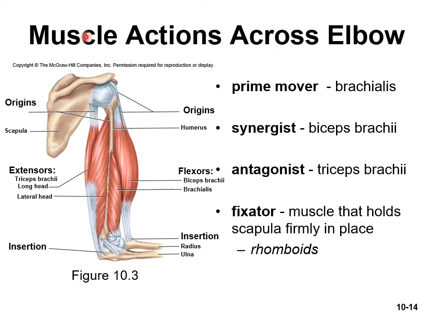Lastly, the fixator, which is a muscle that holds the scapula firmly in place, is called the rhomboid muscles. There's a whole group of them. And they hold your scapula still, so when you flex, it holds the scapula stationary for the muscle to contract against. Rhomboids aren't in this figure, but they're typically found here along the back.